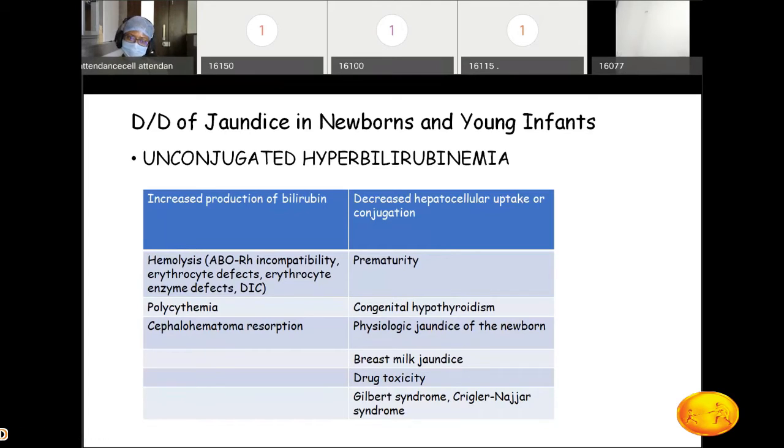Increased production of bilirubin, as we have seen in a newborn baby, the commonest condition that we all know of is RH incompatibility. You may also get ABO incompatibility.